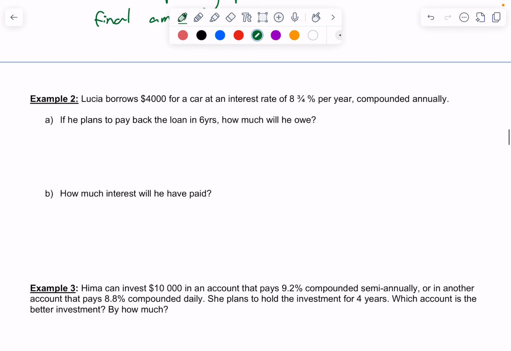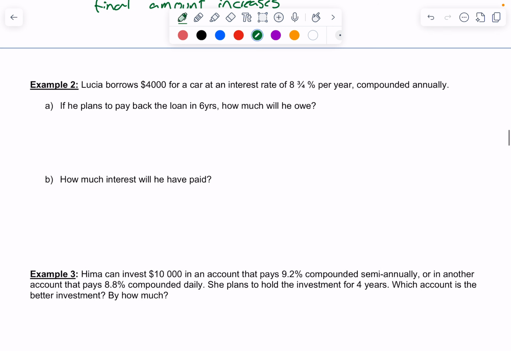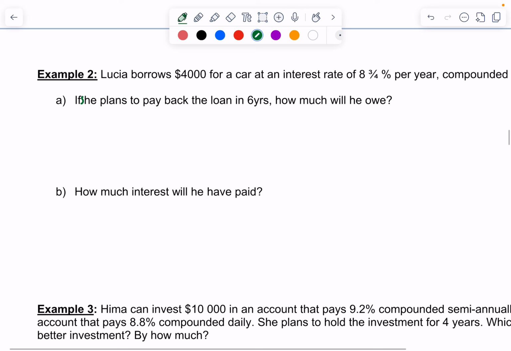Okay, go into an example 2. Lucia borrows $4,000 for a car at an interest rate of 8.75% per year, compounded annually. If she plans to pay back the loan in 6 years, how much will she owe?